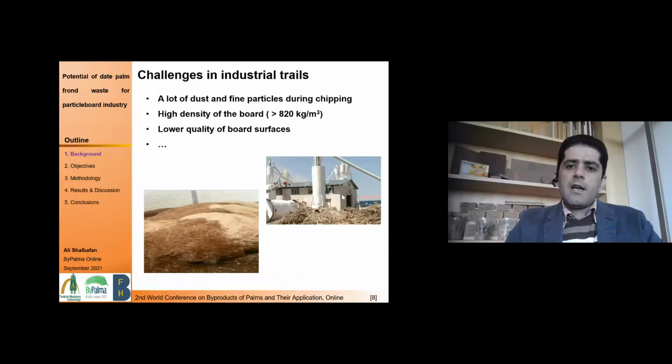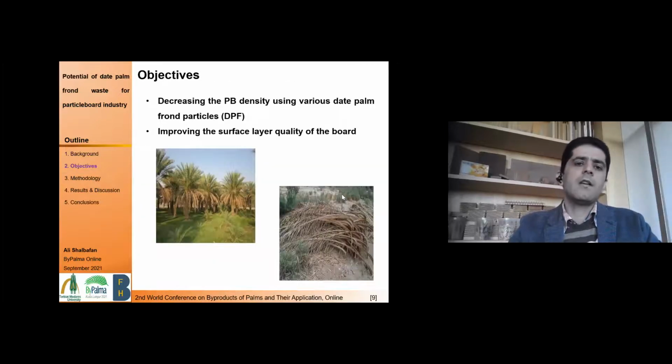Due to that, within the 2 main projects, we tried to define several objectives, but I can say that the main one was decreasing the particle board density using various date palm frond particles, and also trying to improve the surface layer quality of the board.